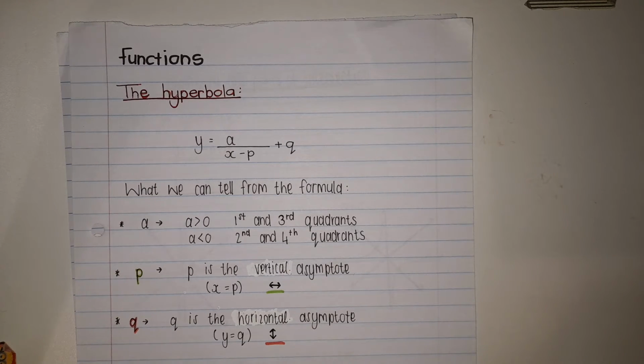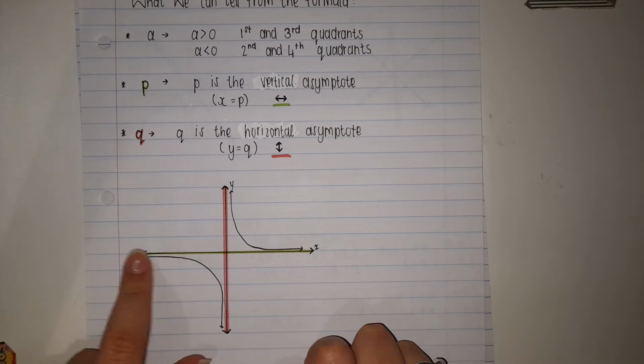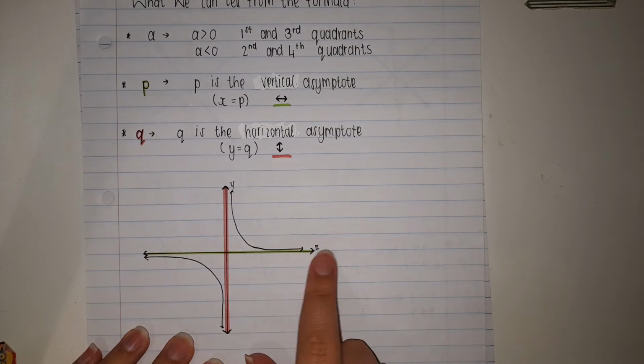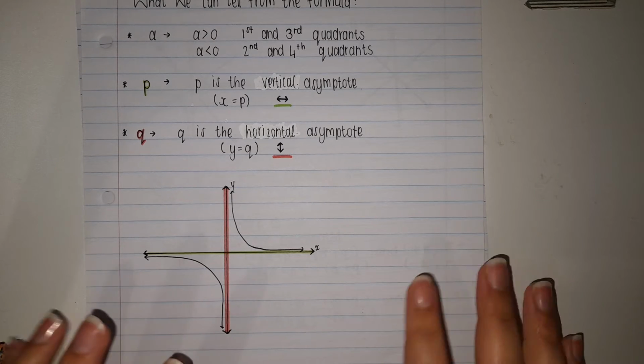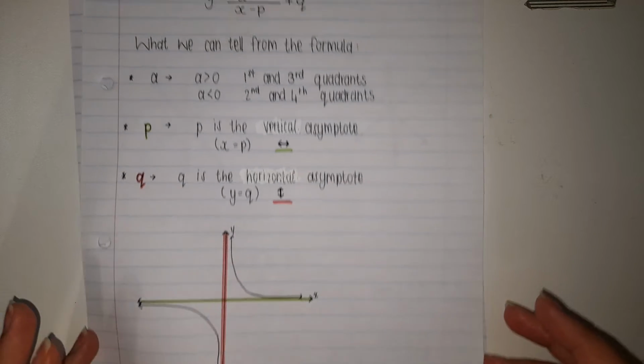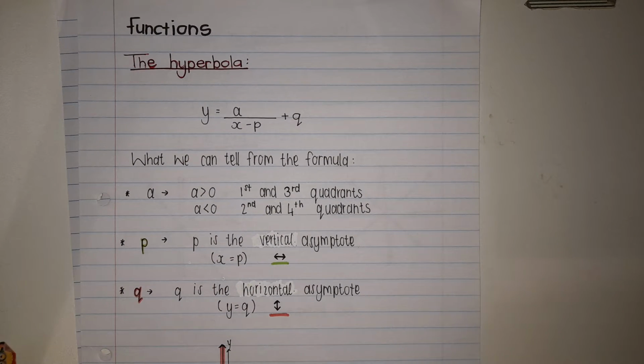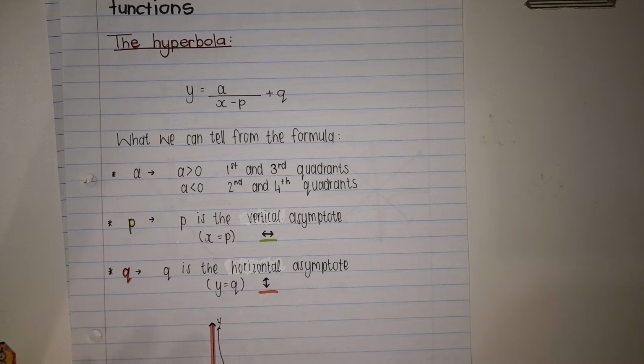Now for our next function, the hyperbola. This is the function where you have either your first and your third, or your second and your fourth quadrant. Okay, so this is the one that splits in two, or it is symmetrical. Now for this one we have y equals a divided by x minus p plus q. Now what can we tell from this formula?